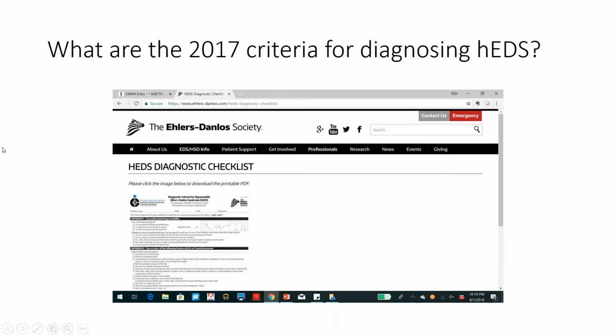So you will also find at the Ehlers-Danlos Society a diagnostic checklist which was developed by Dr. Brad Tinkle, and I find this to be an extraordinarily useful document to work through when I'm looking to make a diagnosis of hypermobile Ehlers-Danlos syndrome.